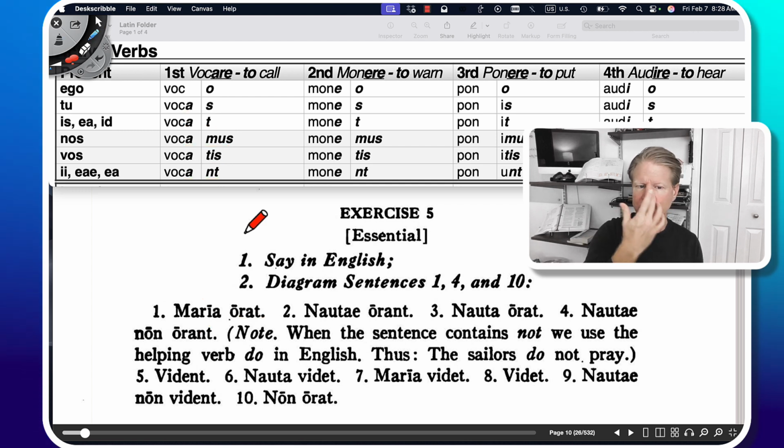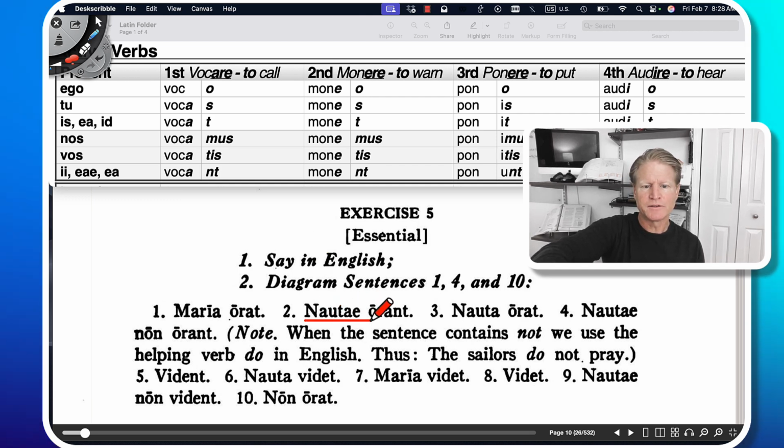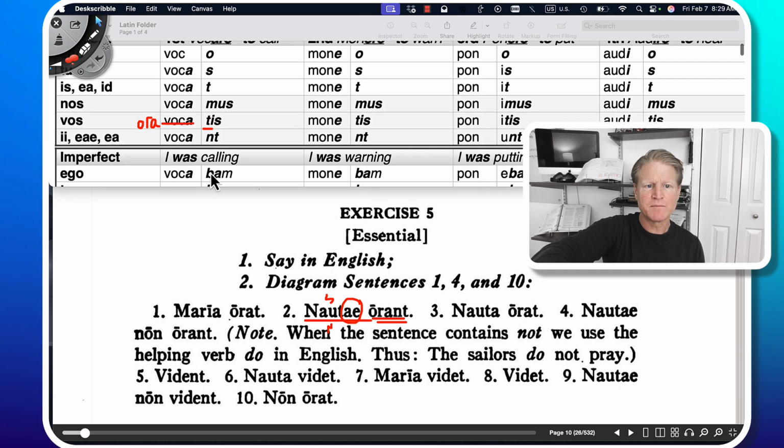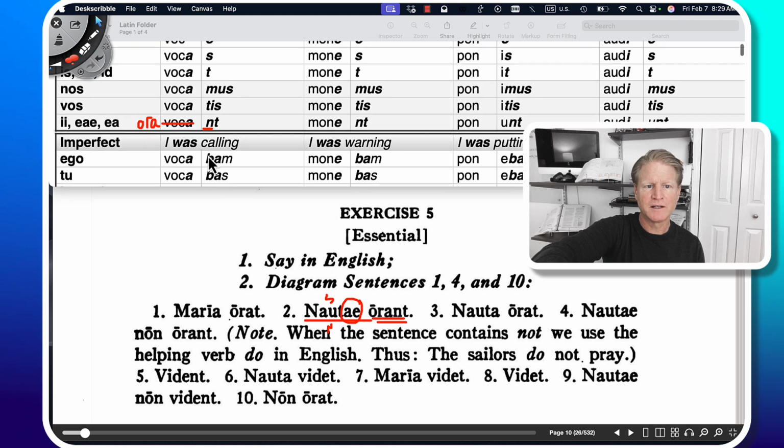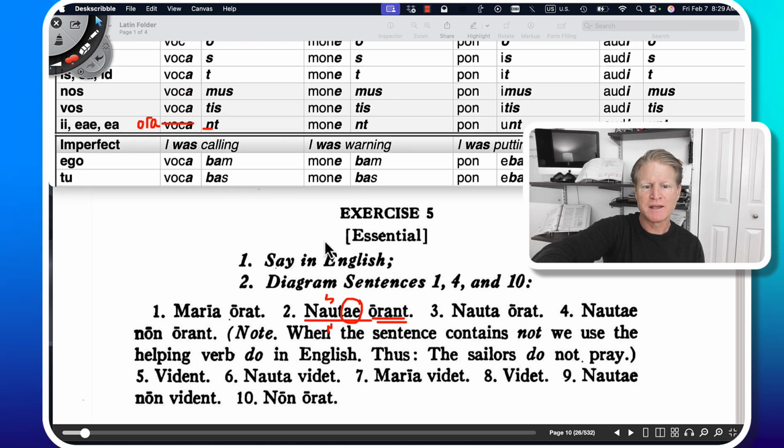Okay, so we spent a little bit more time on sentence 1 than we'll spend on the others, but let's keep going. Number 2, nautae orant. Nautae, subject of the sentence. It's in the nominative case. Notice it's plural. And then we have the verb orant. So pretend this is not vocat. Pretend this is orat. All right, so we have orat here. If we scroll down, we would have the same thing if we got rid of voca here and we added nt. Now it means they pray. So the sailors, nautae orant, they pray.